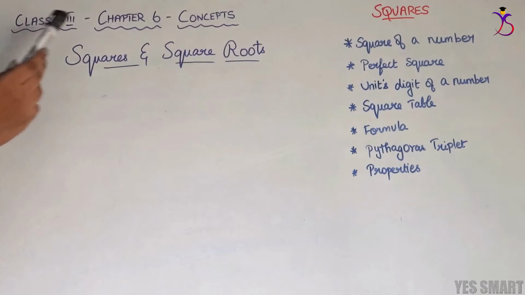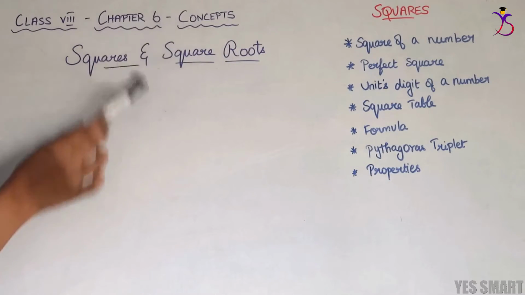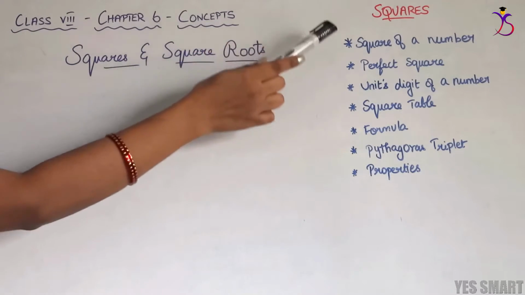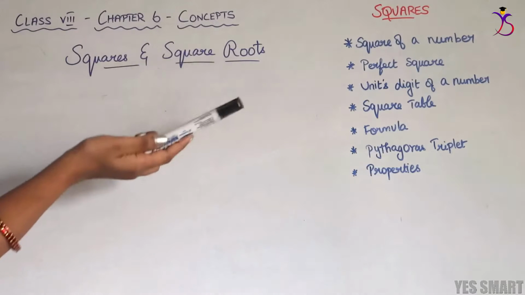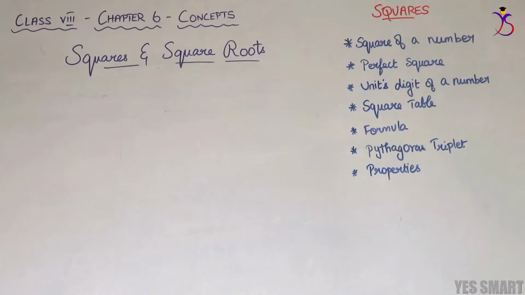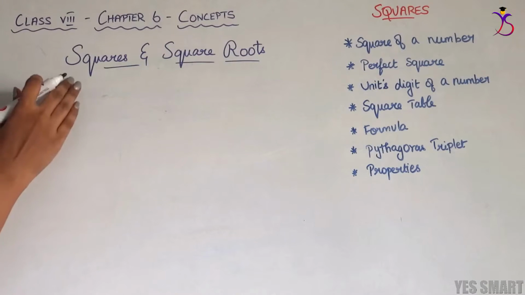Class 8, Chapter 6, Squares and Square Root. Now we are going to discuss the concept of this chapter today. In this concept, first let's discuss the squares part. Under the square part, we have 7 subtopics. Let's discuss one by one.